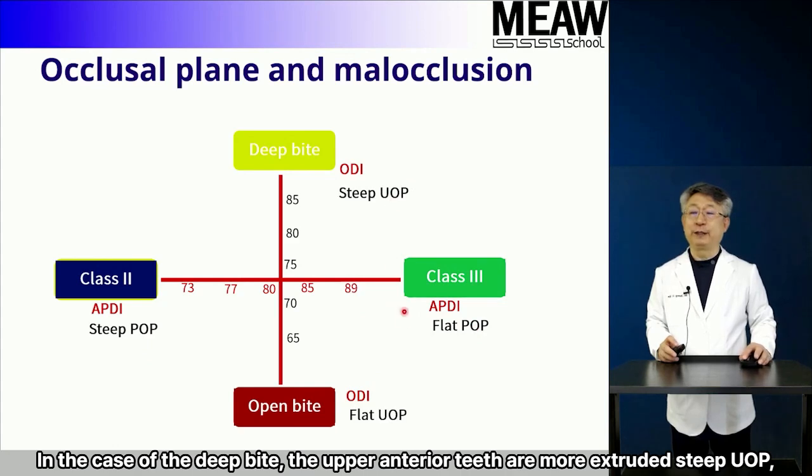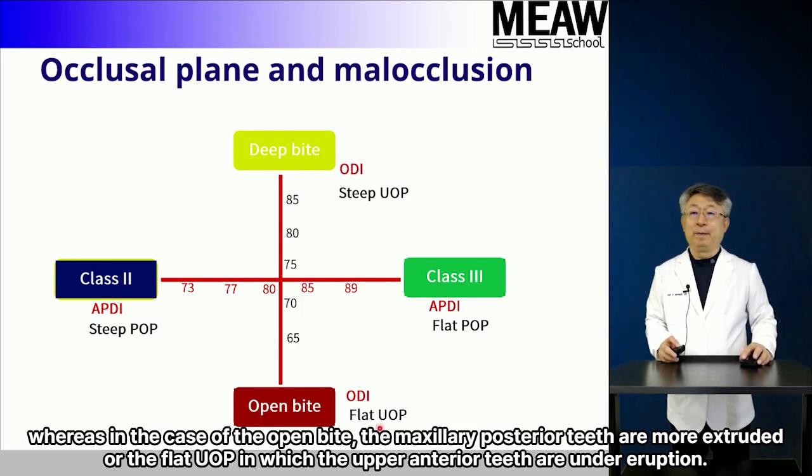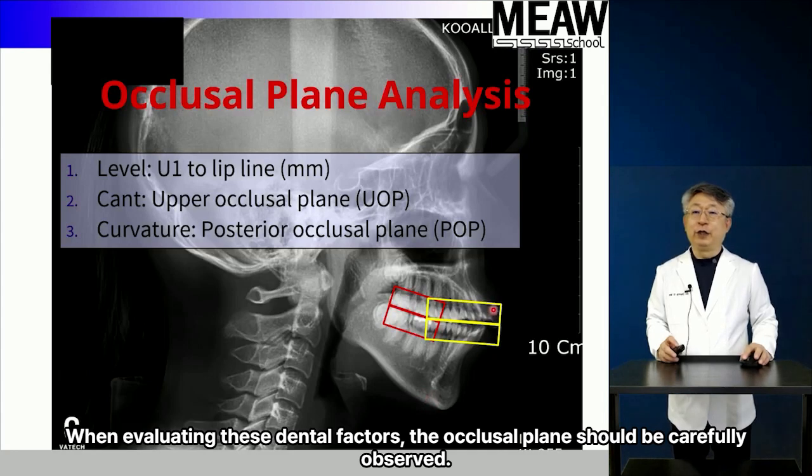In the case of the deep bite, the upper anterior teeth are more extruded, steep UOP, whereas in the case of the open bite, the maxillary posterior teeth are more extruded, or the flat UOP, in which the upper anterior teeth are under erupted. When evaluating these dental factors, the occlusal plane should be carefully observed.